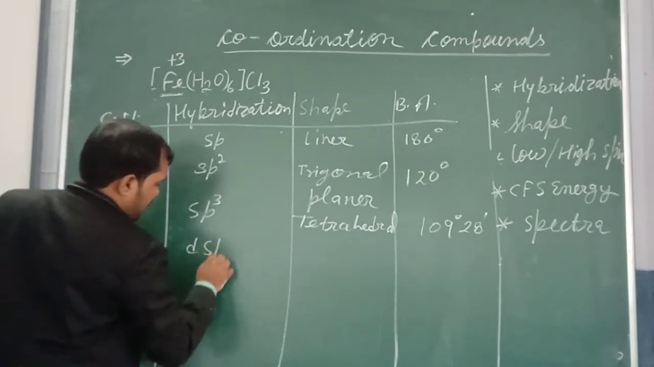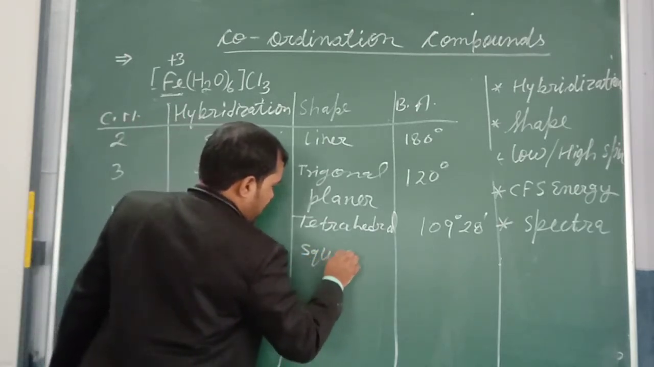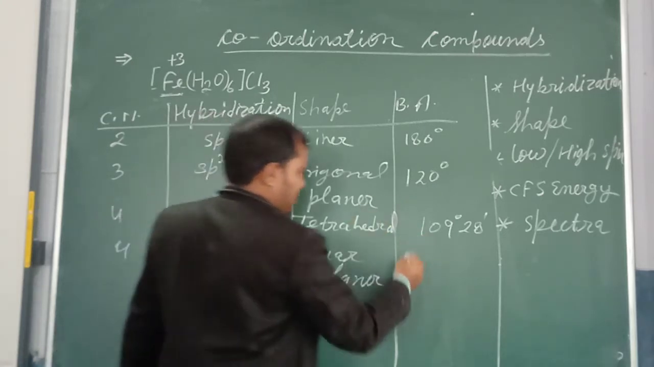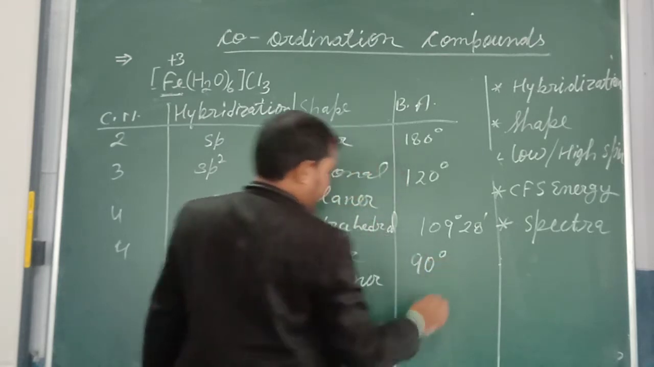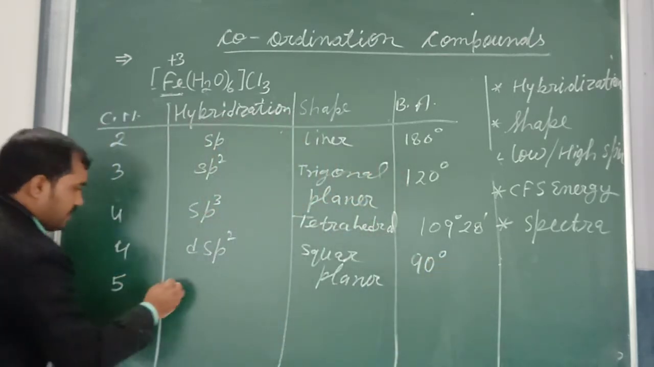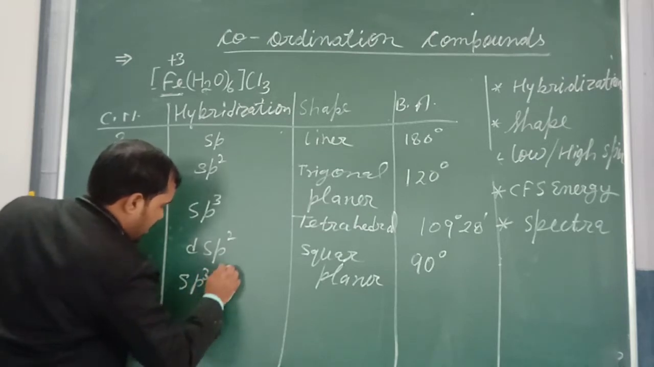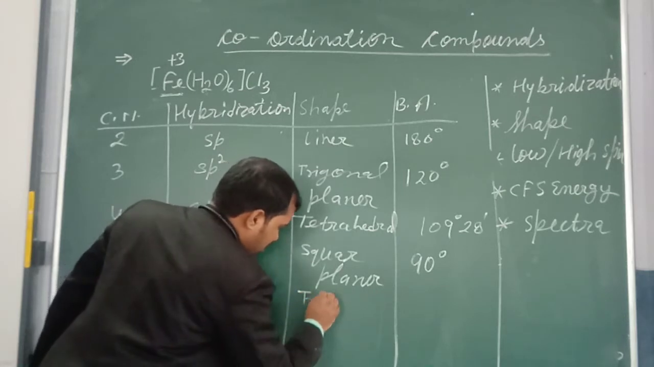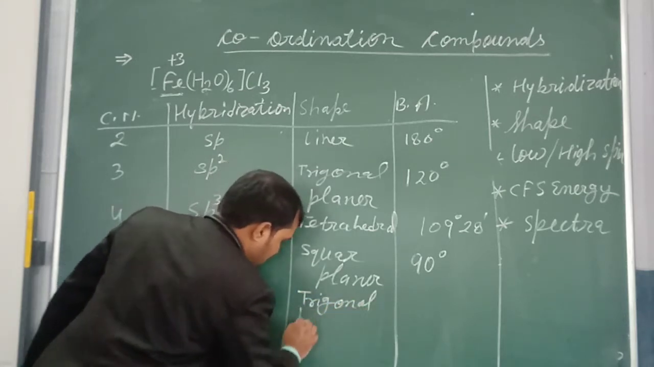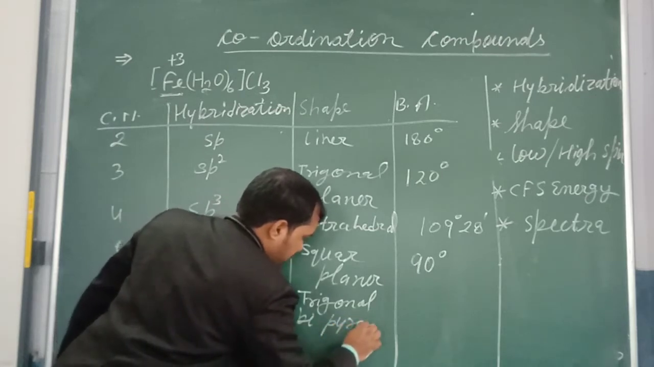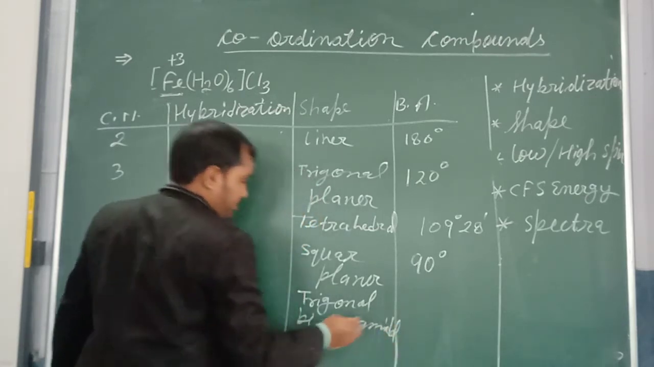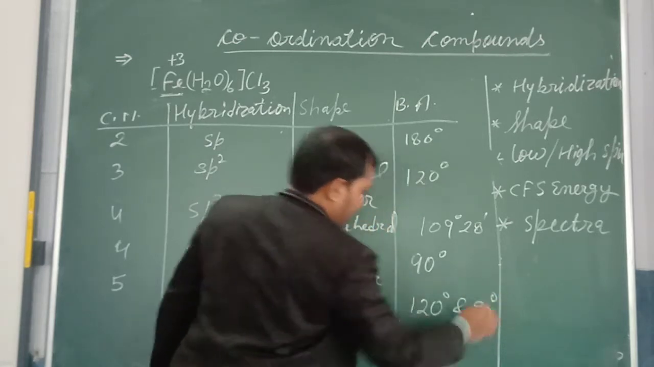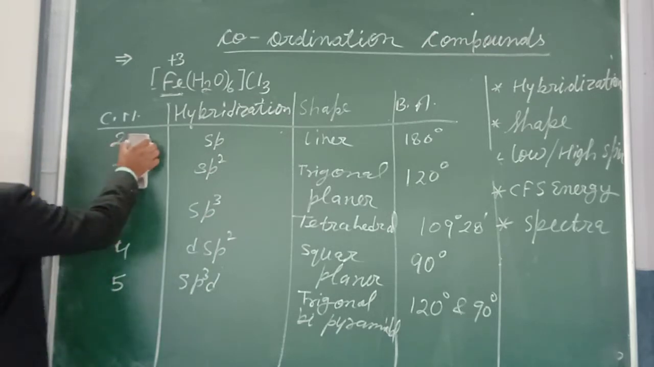4, dsp2, square planar, and here 90 degrees. 5, sp3d, trigonal bipyramidal, and 120 degrees and 90 degrees. Okay, please note it.